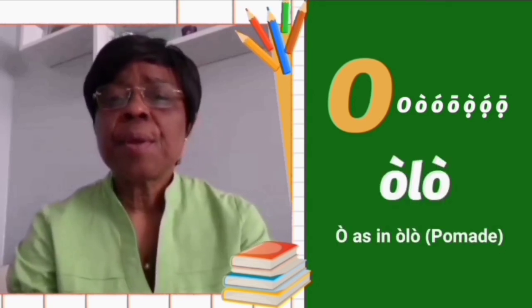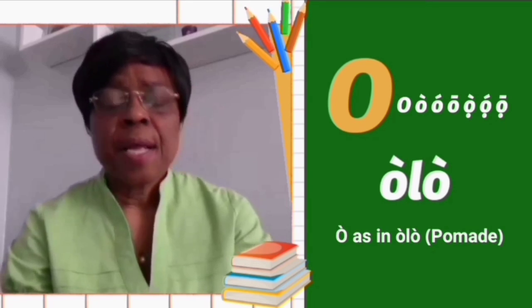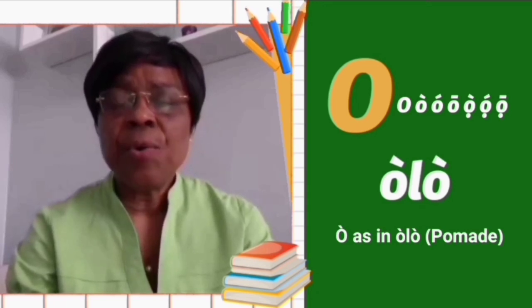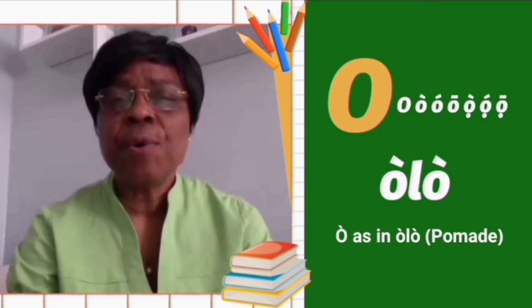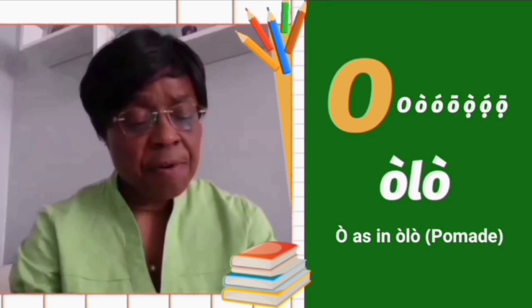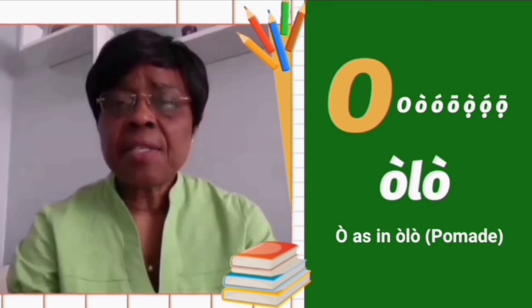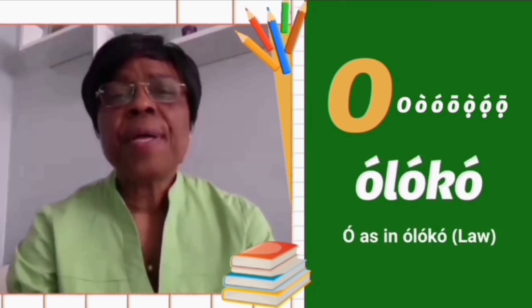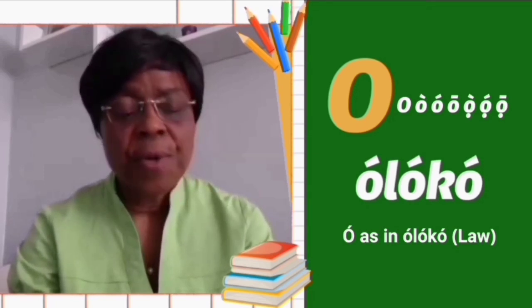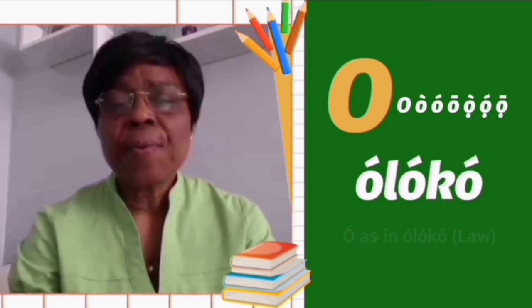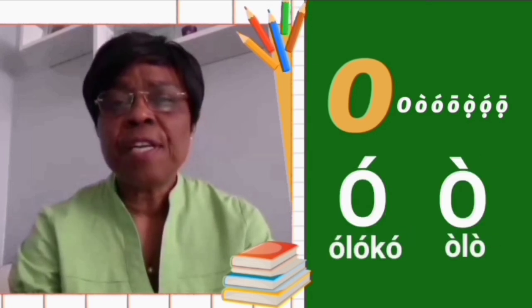Olo. The diacritics marks on Olo are falling, both O at the beginning and O at the end. An example of rising diacritics on the O sound would be Oloko, all rising on the O. And that's the word for law, Oloko. So we have rising, Oloko, falling, Olo.